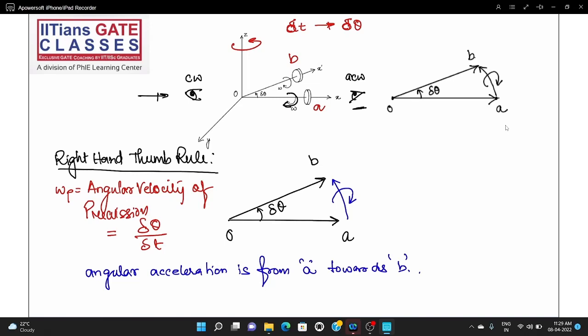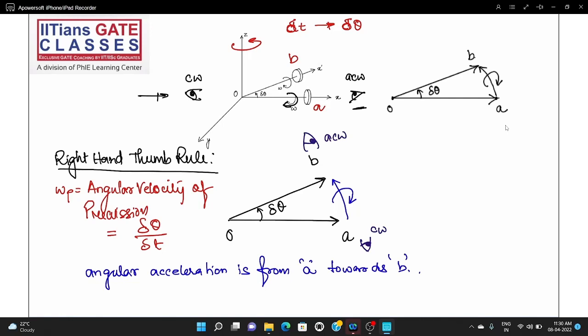If you're looking at this velocity from A, you will see this as clockwise. If you're looking at the same velocity from B, you'll see it as anti-clockwise, right? That is why we use the right hand thumb rule. So what is AB? AB is the direction of acceleration.